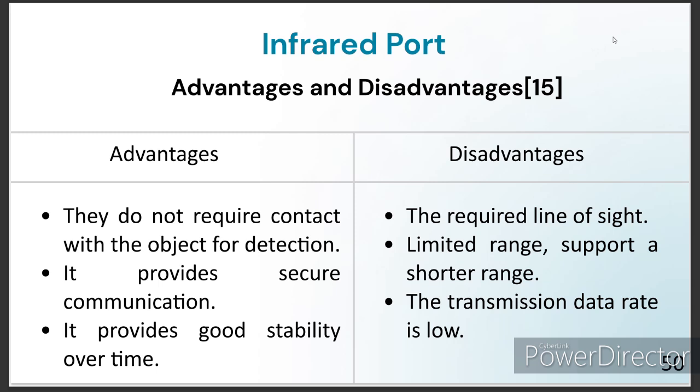Advantages: they do not require contact with the object for detection. It provides secure communication. It provides good stability over time. Disadvantages: the required line of sight, limited range, support a shorter range. The transmission data rate is low.